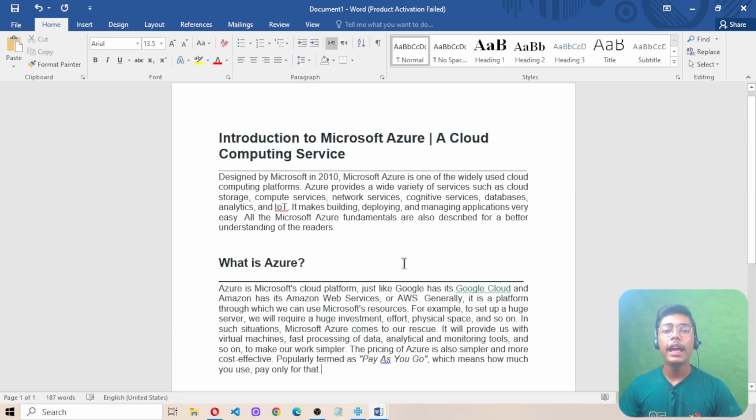Still, if you have some problems or confusions about Microsoft Azure, how it works, how we use it, anything like that, you can just ask me in the comment section. In the coming videos, I will explain more things about Microsoft Azure, how it works, what services you can use in Microsoft Azure but not in any other cloud platform, and why it is different from other cloud platforms.